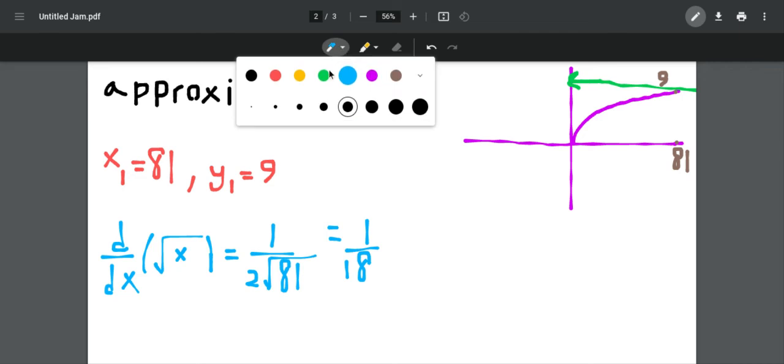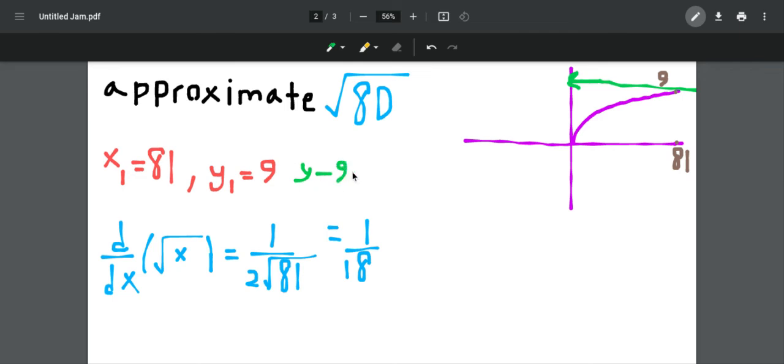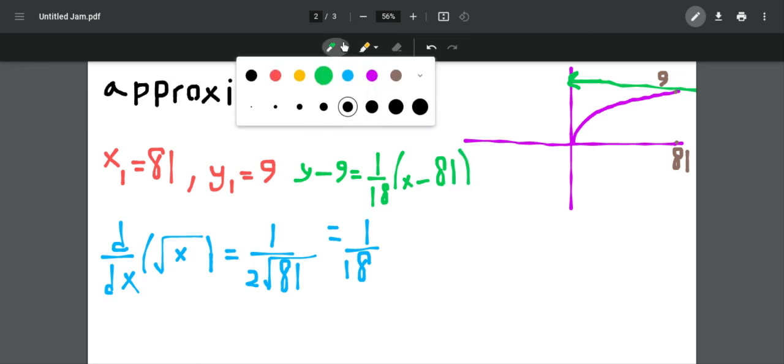Now that we have found the slope, we can write the equation in point slope form. So the equation would be y minus y1, which is 9, is equal to m, which is the slope, 1 over 18, times x minus x1, so x minus 81. Now, because we need to find the square root of 80, we should plug in 80 for x and then find the value of y. That would be our approximation.